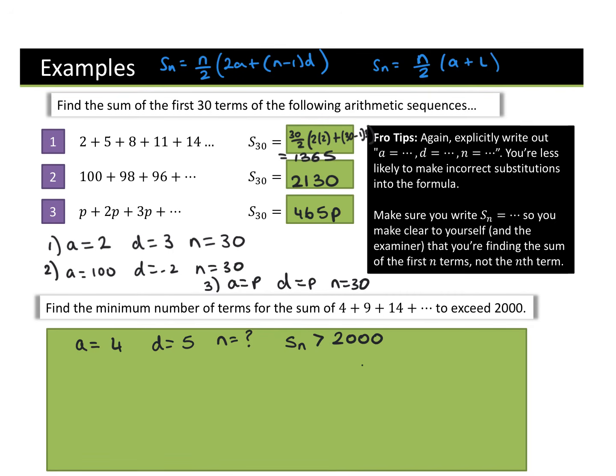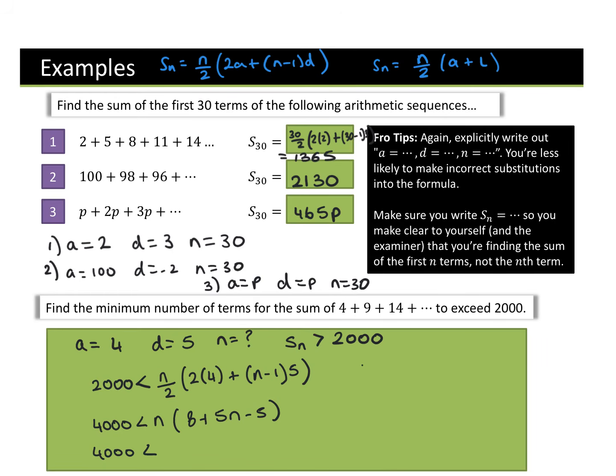Now I substitute all this into the formula. Our formula needs to be greater than 2,000, doesn't it? Yeah? So 2,000 has to be less than n, because we don't know it, over 2 lots of 4 plus n minus 1 lots of 5. So I'm just going to multiply everything by 2 first. 4,000 has to be less than n lots of 8 plus 5n minus 5.